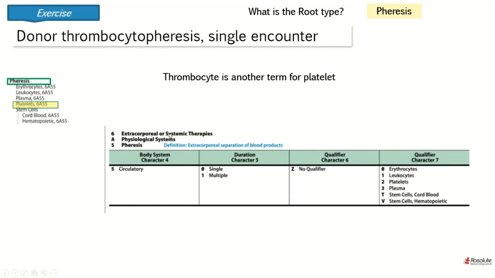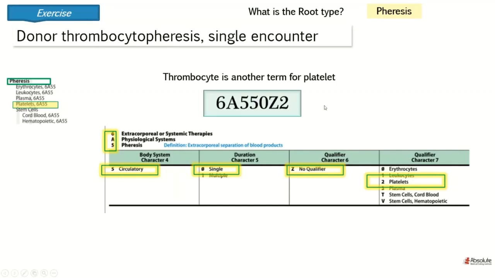6A5, this is extracorporeal or systemic therapies, physiological systems, pheresis. And don't forget, the objective is extracorporeal separation of blood products. Our body system is value 5, circulatory. Our 5th character, duration, is value 0, single. Our 6th character is Z. Our 7th is 2 for platelets. So our answer, 6A550Z2. So how'd you like that, coders? How'd you do? I hope you did good. I know you did good. And I'm going to tell you in advance, outstanding.